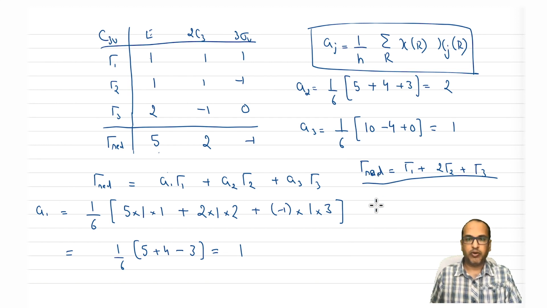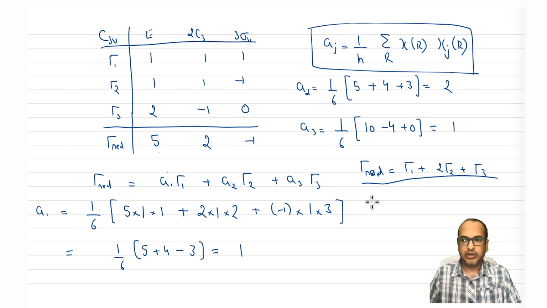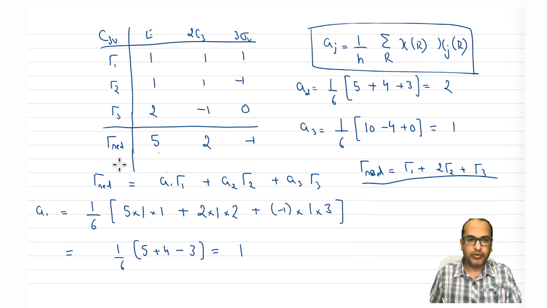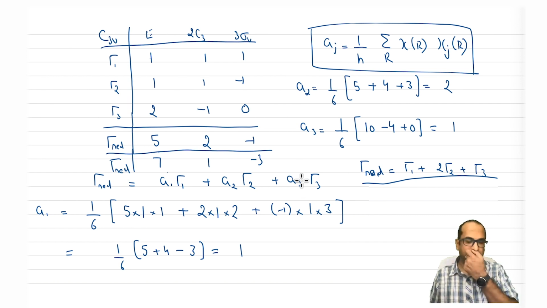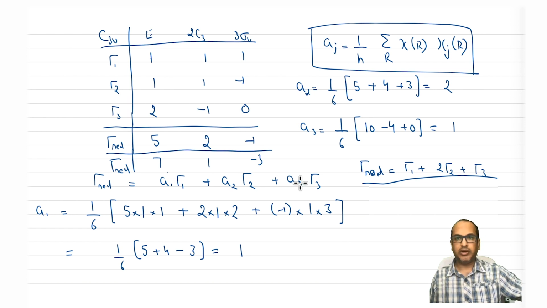Okay, so for home assignments today, let's take this example and try to reduce this. Another tau reducible will be 7, 1, and minus 3. So try to work it out. See if you can find out the linear combination of tau 1, tau 2, tau 3 here. Okay, so that is all for this lecture.